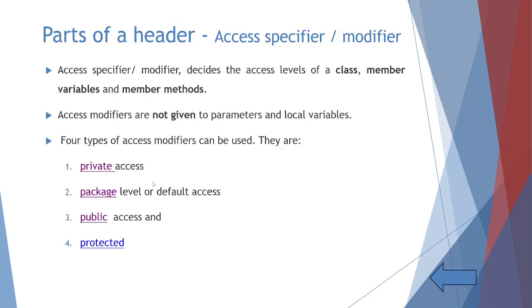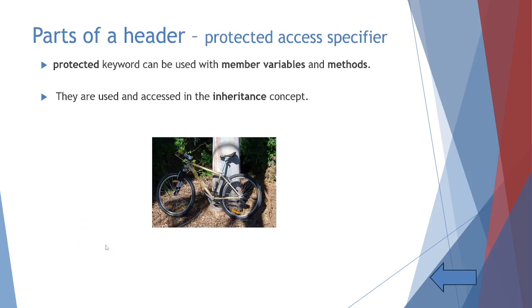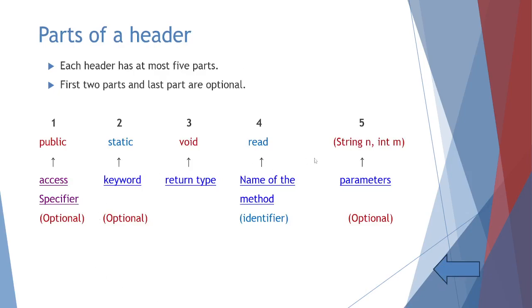We have understood private, package, public. Now protected. The protected keyword can be given to member variables and methods. We have seen we cannot give it to a class. It is used in the inheritance concept, but let's suppose we have a bicycle and with our permission somebody can use protected. In inheritance, I'll explain this. Out of the 5 parts, we have understood the public access specifier: public, private, protected, and package level.